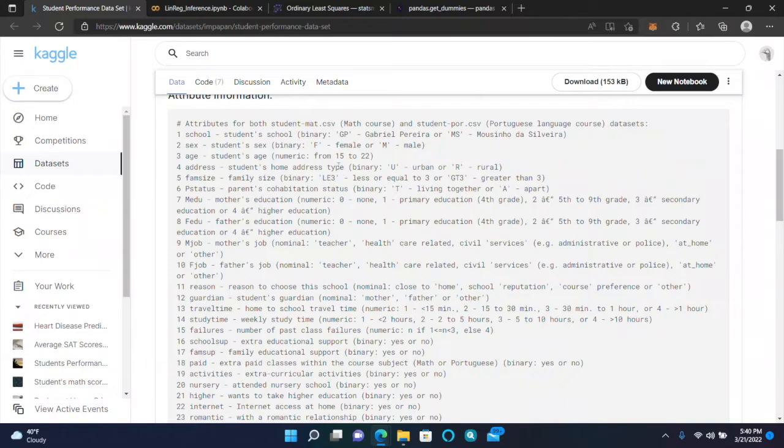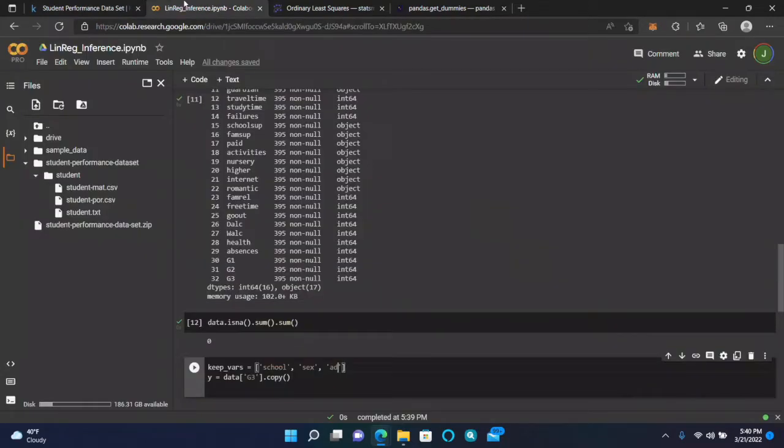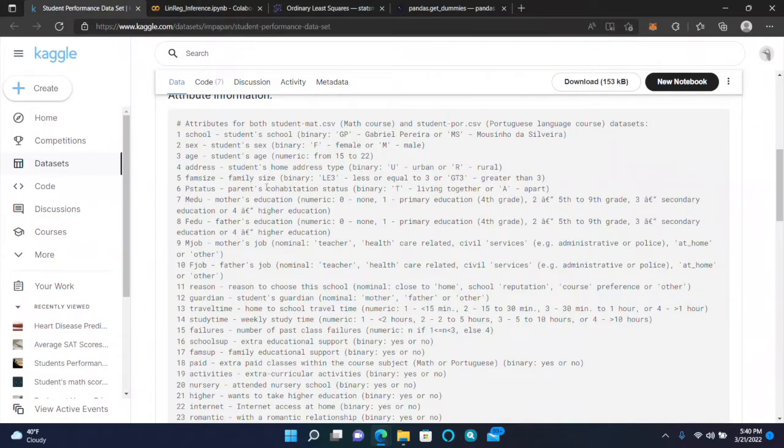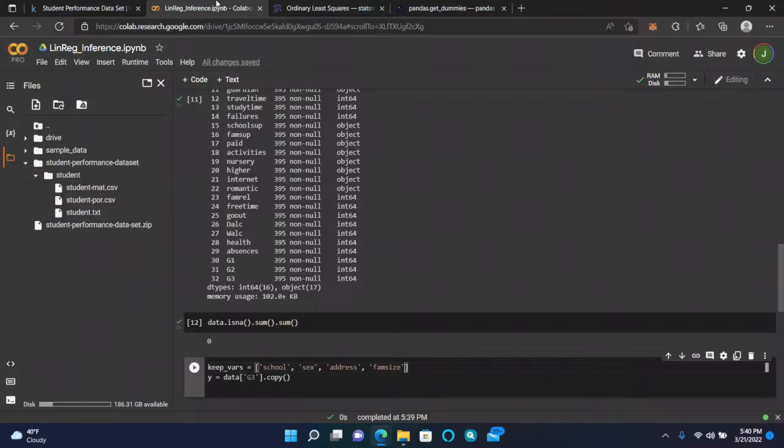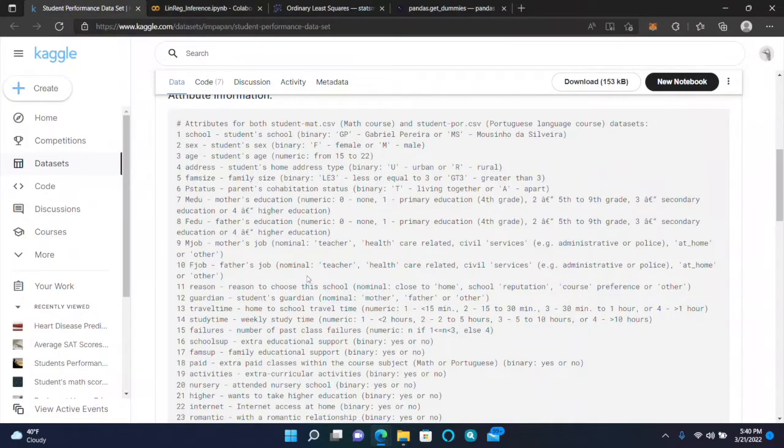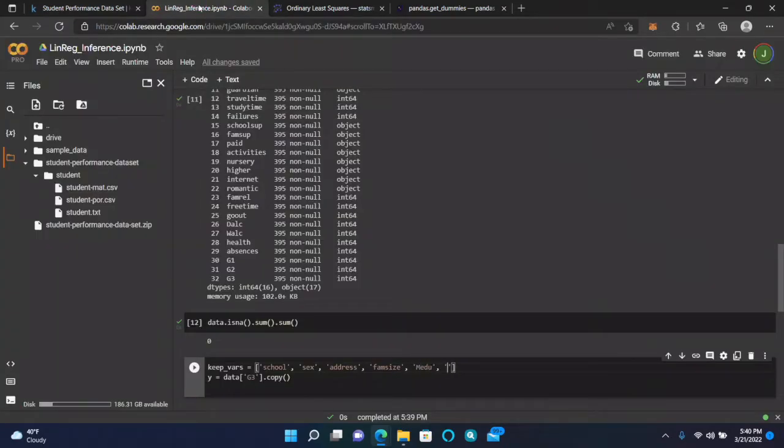We've got age. I don't want to use age. Address, urban or rural. Sure, I'll keep that one. Why not? What's next? Family size. I do think that's interesting. Whether or not they have siblings might be important. Living together or apart. Nah. How about mothers' and fathers' education? I think that's a good one.